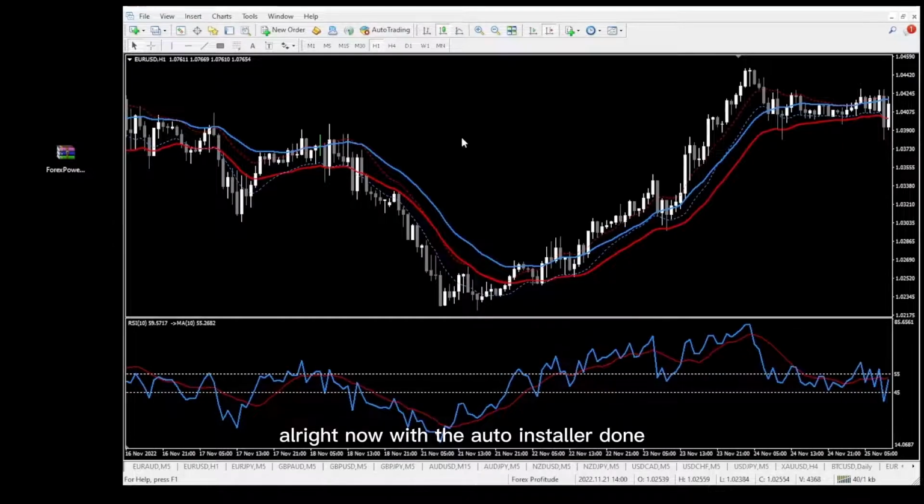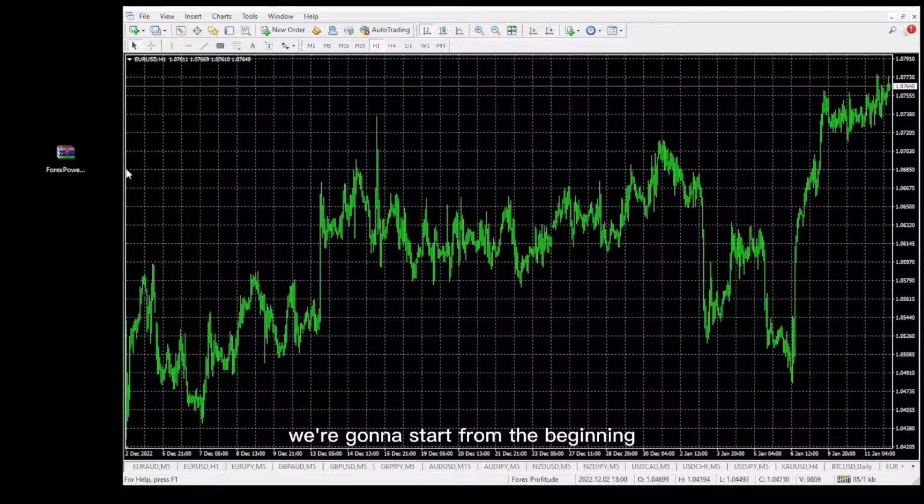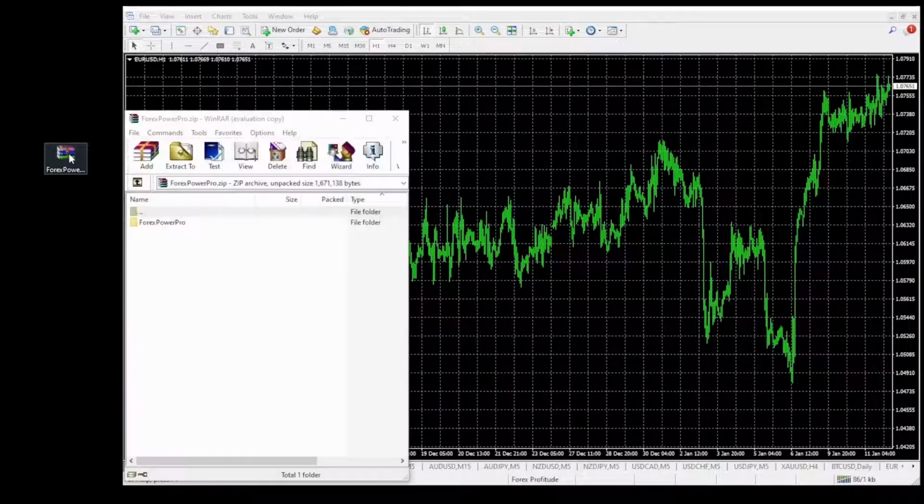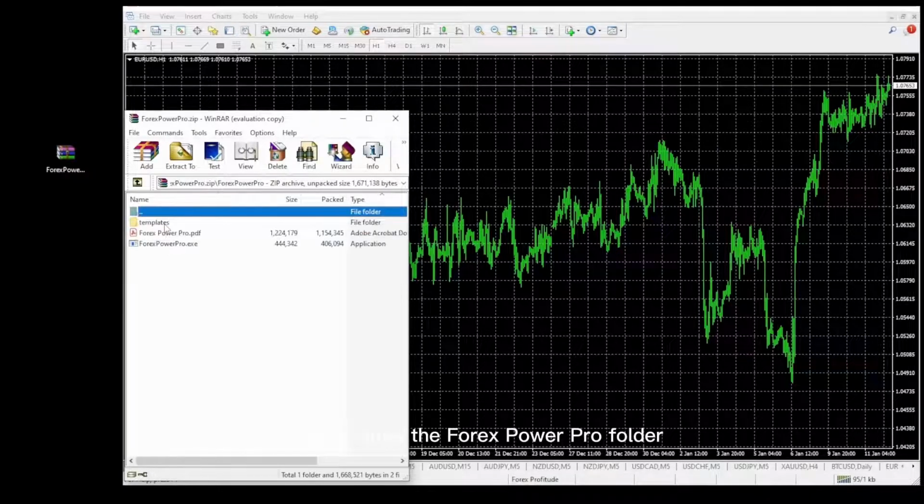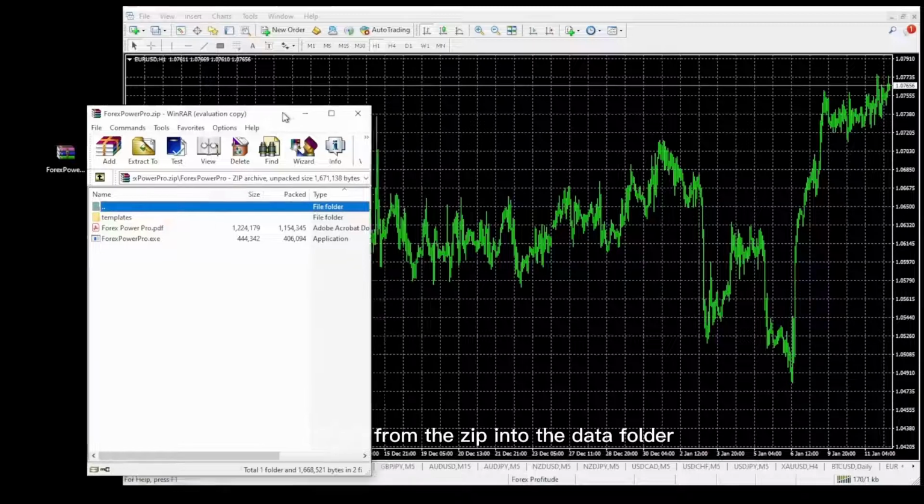All right, now with the auto installer done, I'm going to show you how to install the template manually. We're going to start from the beginning. I'm going to open the zip file. And again, open the Forex Power Pro folder. And now we have this templates file folder. Now, before I do anything with the templates file folder, I have to open the data folder of the MT4 platform, because we're going to be dragging and dropping the template from the zip into the data folder.